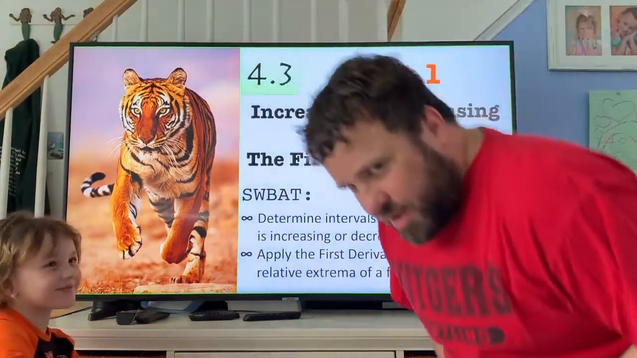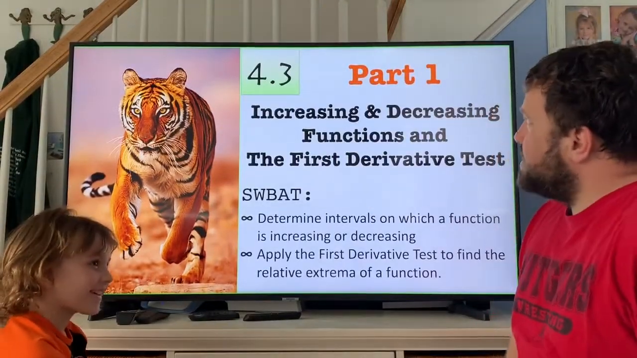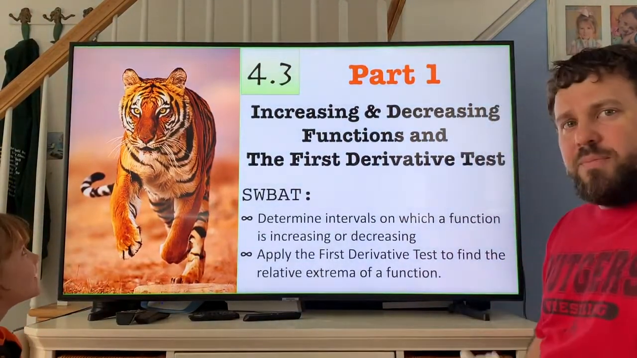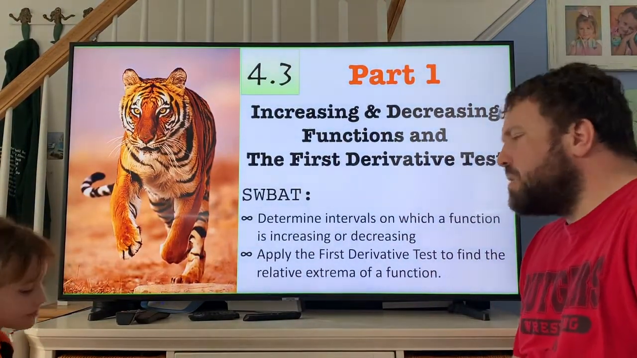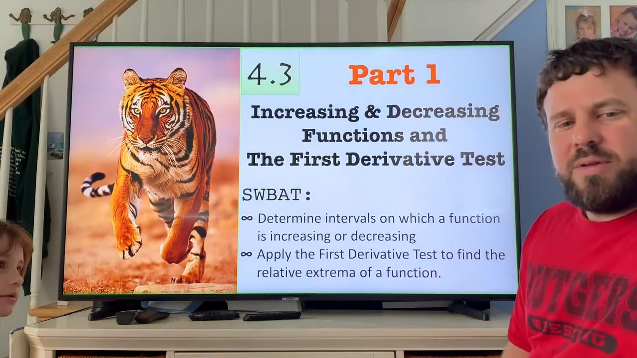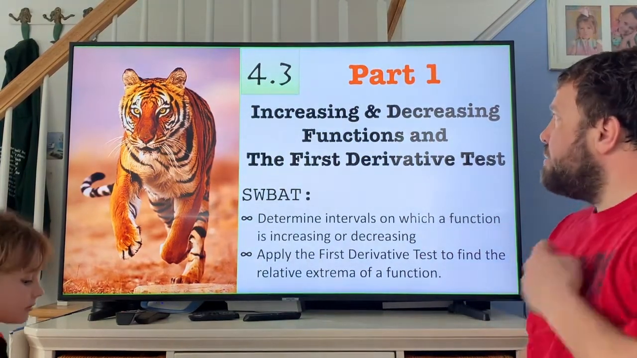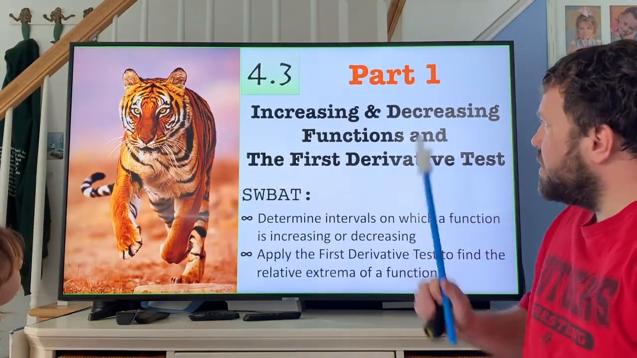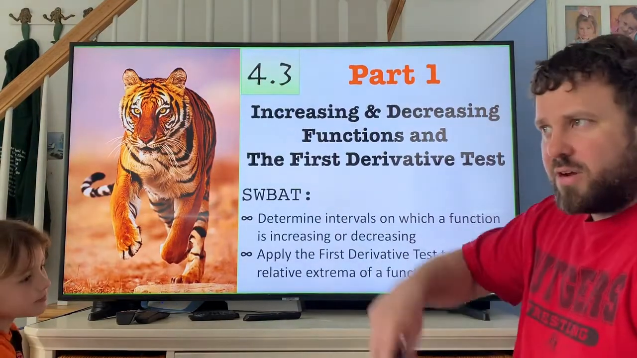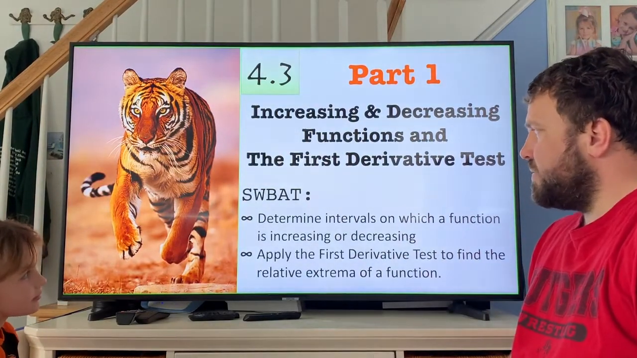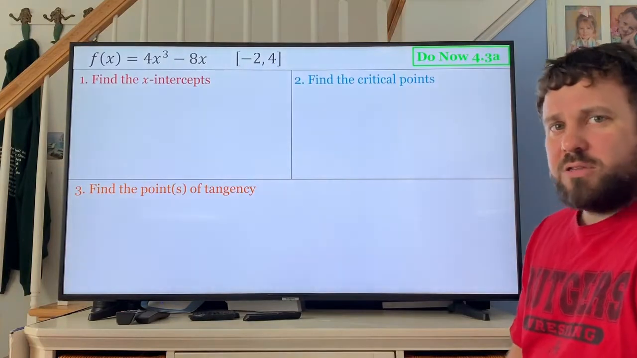Excellent. So, what we're going to do today is break this into about 4 or 5 parts. It should take a little less than a week, maybe a little more. Today we're going to go over increasing and decreasing functions. Later on, next week, we'll go over the first derivative test. So, first thing, a quick little do now.